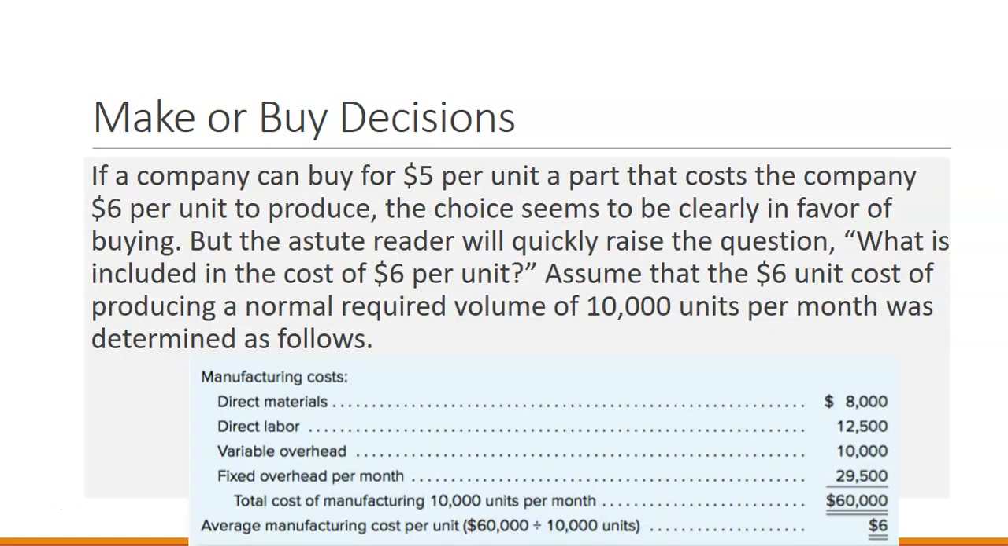So in this example, we have a part that we can buy for $5 per unit. It costs us $6 per unit to produce. So it seems obvious that we would say it's a dollar less from the outsourcing company. So why wouldn't we buy it from them and save a dollar per unit to produce it? Again, we have to look at the relevant costs for this decision.